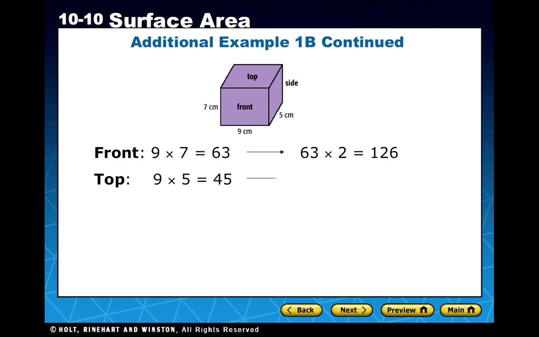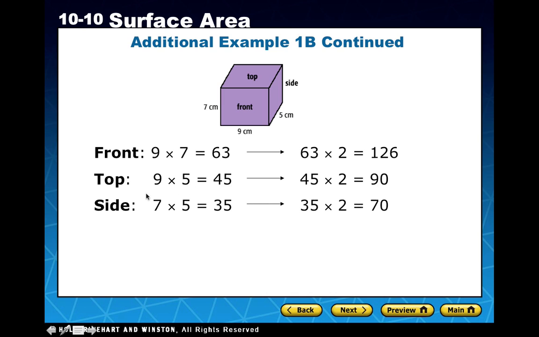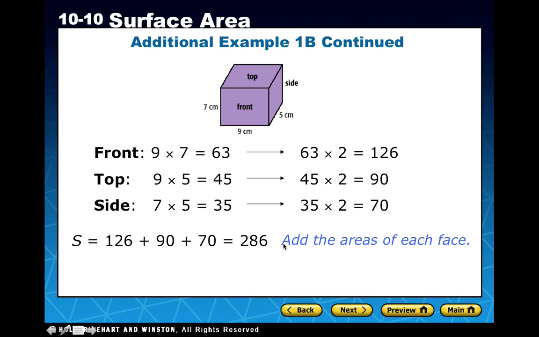Okay, so area of the front is going to be 9 times 7, and we're going to multiply that by 2 to get the front and back. For the top, we have 9 times 5, it's 45, times 2 will give us the top and bottom, gives us 90. And for the sides, we have 7 times 5, which is 35 times 2, gives us 70 for the sides. So we add those 3 numbers together, and we'll get 286, which gives us a total surface area of 286 centimeters squared.